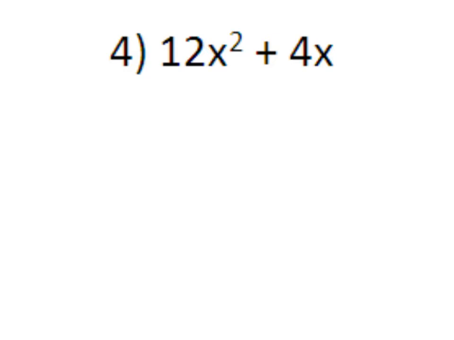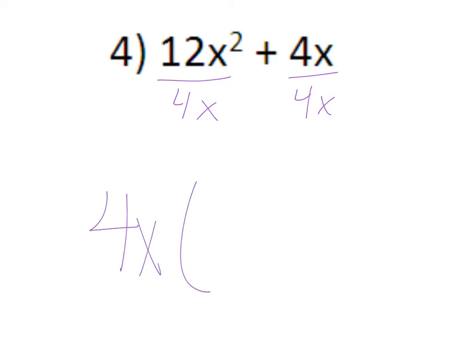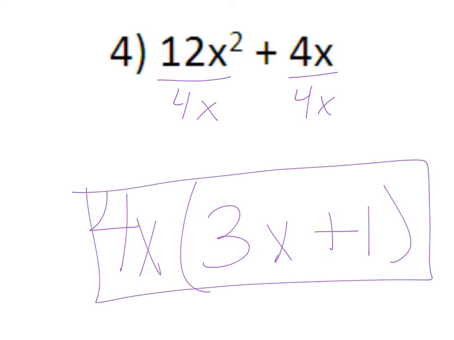First question, what do they have in common? What can you take out? Here they both have a 4 and an x in common, so I'm going to divide each one by 4x. That doesn't mean that's gone. You still have to write that part out. Add my 4x, and then when I take that out, I'm left with 3x, and 4x divided by 4x would just be 1. So this would be my final answer.